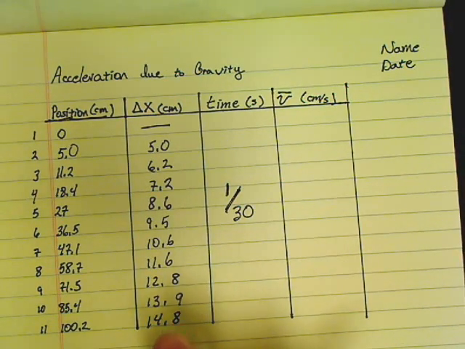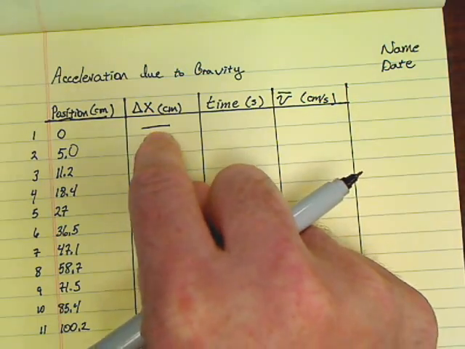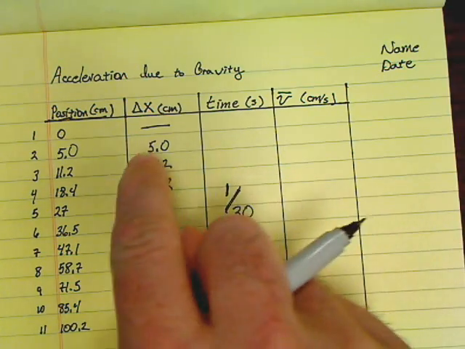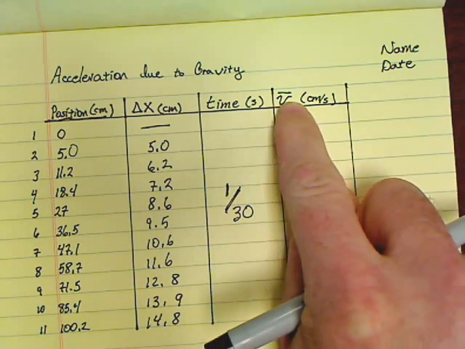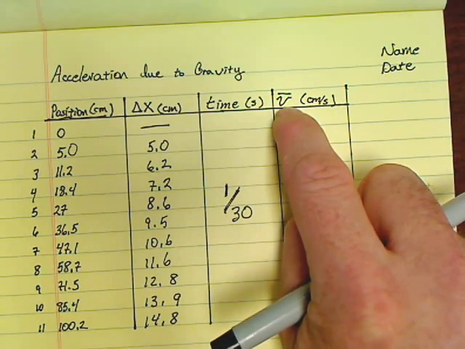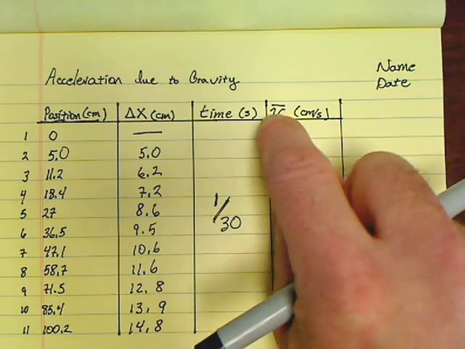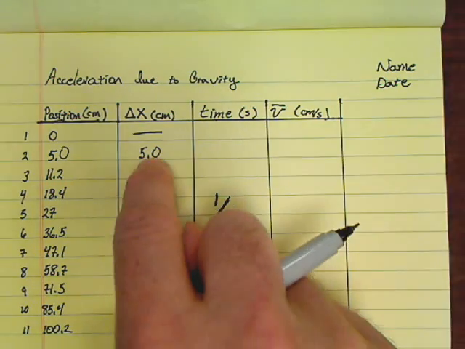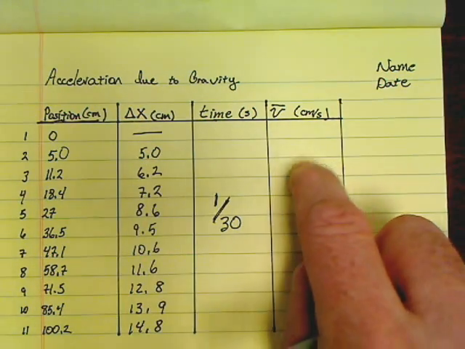So now look at what we know. We know distance and we know time. Distance divided by time will give us an average velocity. That is my V, by the way, sloppy as it may look. That is my average velocity. So all I've got to do is divide each one of these numbers by 1/30, or multiply by 30.